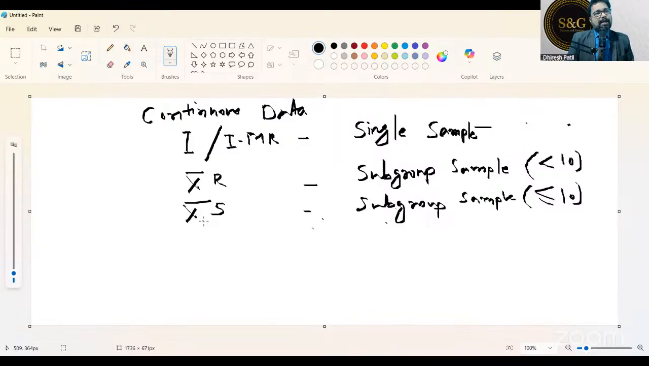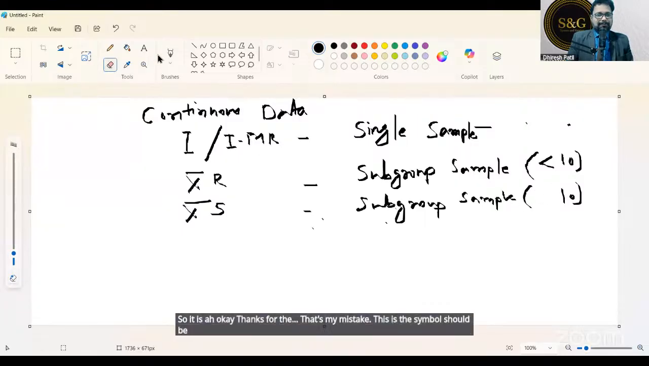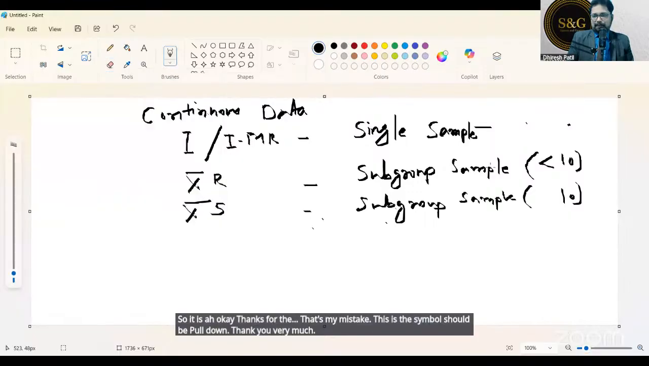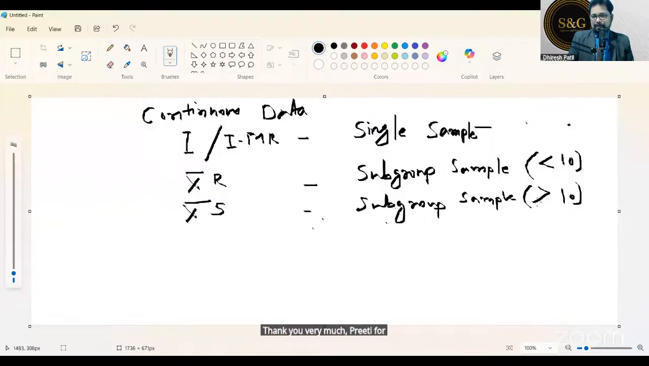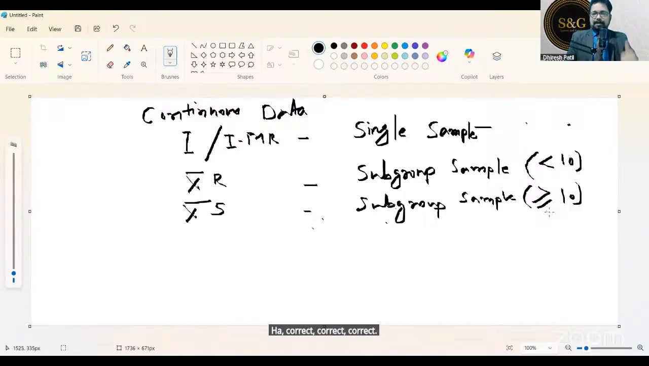So is it greater than 10 in the third one? Yes. So it is, okay. That's my mistake. The symbol should be reversed. Thank you very much, Preeti, for this correction. So it should be greater than or equal to. Write it like this. Yes, correct. Done, everybody with me?